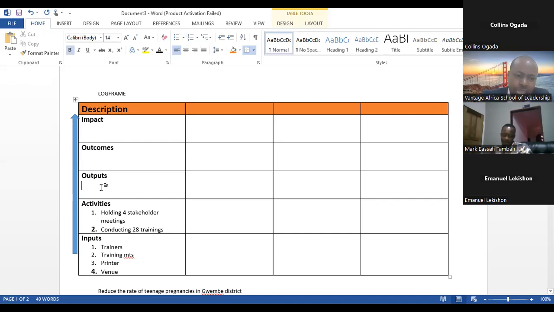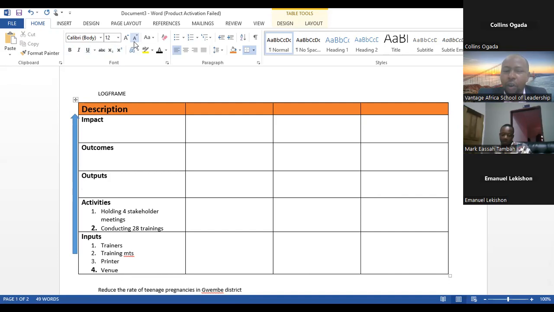Perfect. Now, after that, this is where I want us to be very keen. We come to the output. Output is the thing that you get immediately after completing the activity. It is derived directly from the activity itself. For example, if our activity is holding 4 stakeholder meetings, our output for that activity becomes 4 stakeholder meetings completed.